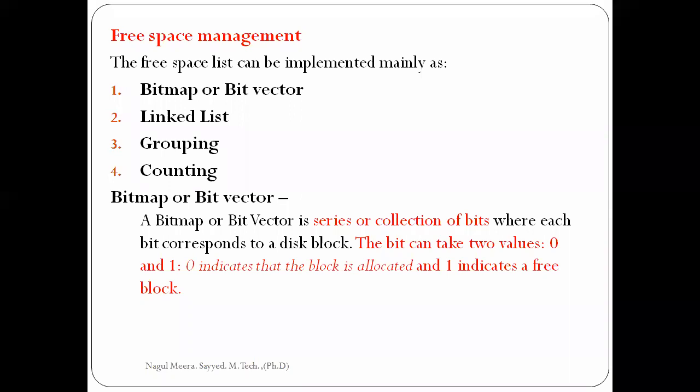0 indicates the block is allotted. That means there is no free space. 1 means free space is available, so we can store some data. This is very important: 0 means already allotted, there is no free space; 1 means free space is available, now we can store some data. This is the meaning of the bitmap or bit vector.